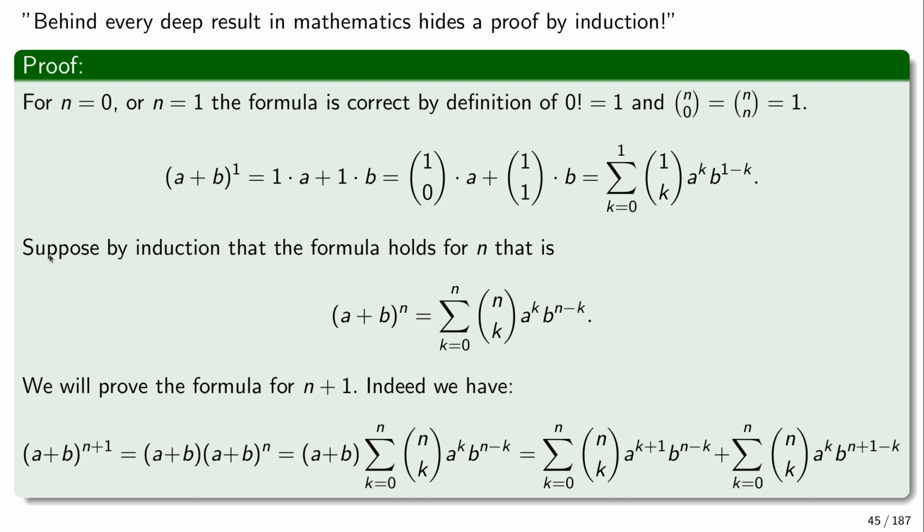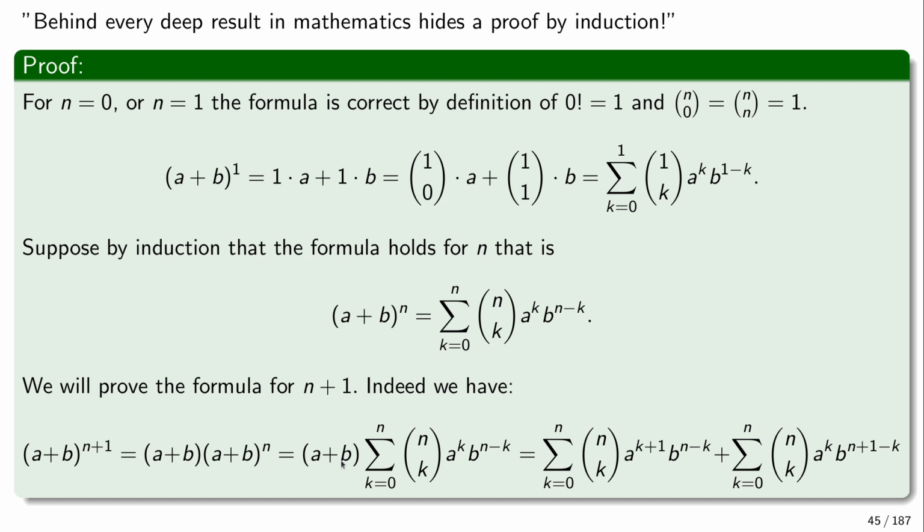And so now we suppose by induction that for n, this formula is valid. And what we need to do is prove it for n plus 1 for the next step. This is the inductive step. So now what we do is we'd like to compute (a plus b) to the power of n plus 1. And so it equals (a plus b) times (a plus b) to the power of n. And now instead of (a plus b) to the power of n, we plug the induction hypothesis over here.